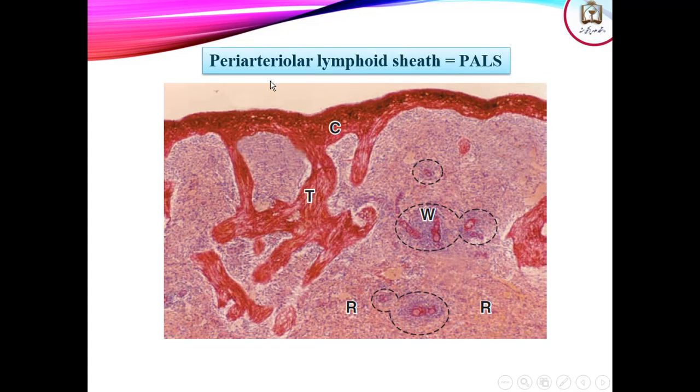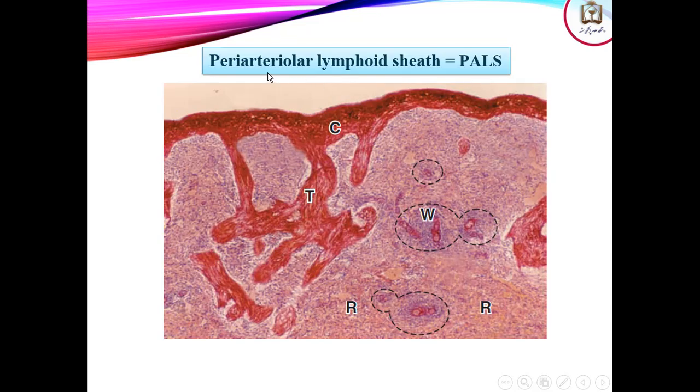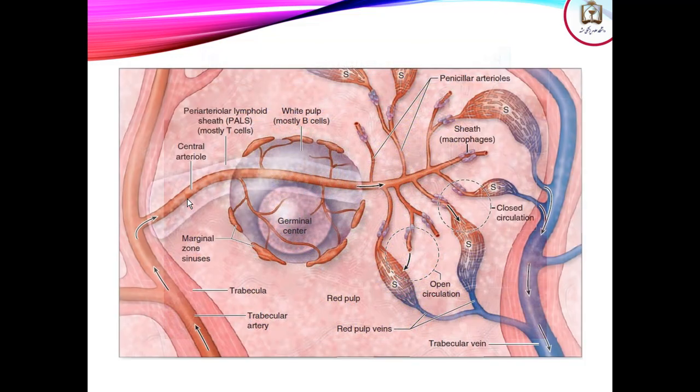PALS, or periarteriolar lymphoid sheath. What's the PALS? Here you can see a PALS. It's formed by a central arteriole surrounded by several lymphocytes, and these lymphocytes around the central arteriole are mainly T lymphocytes or T cells. This complex is called PALS or periarteriolar lymphoid sheath.